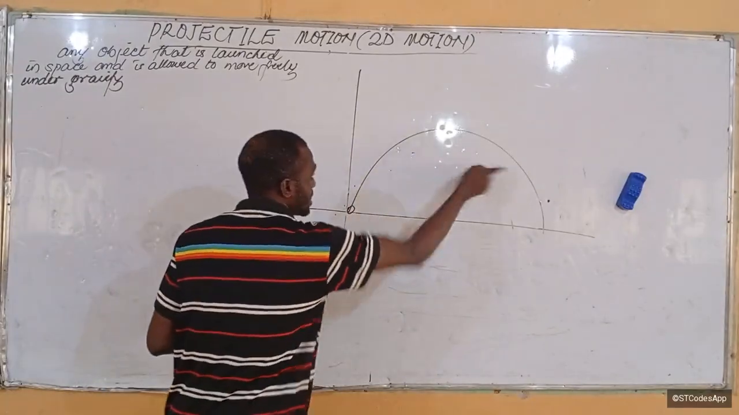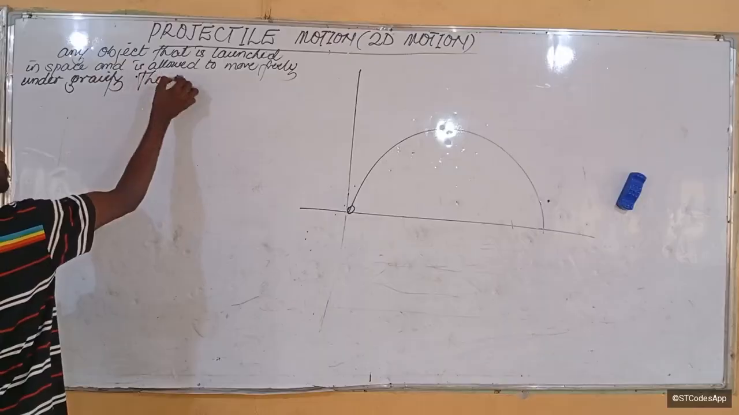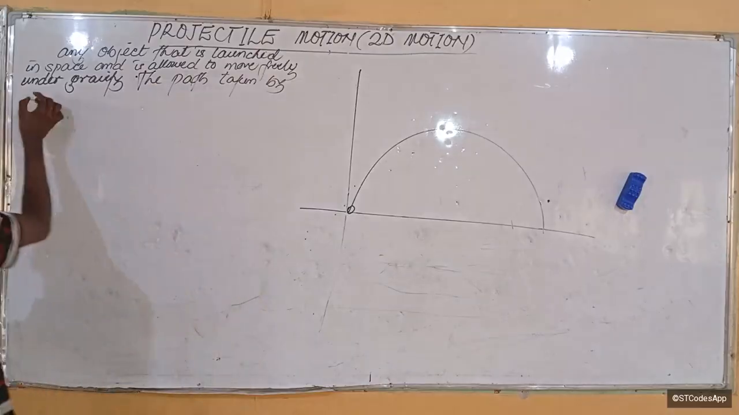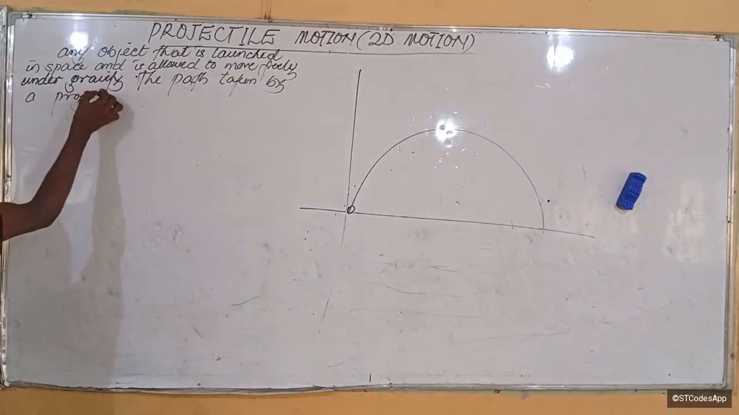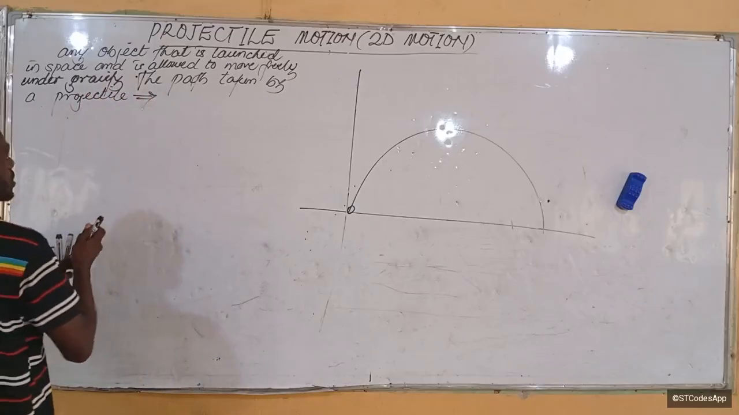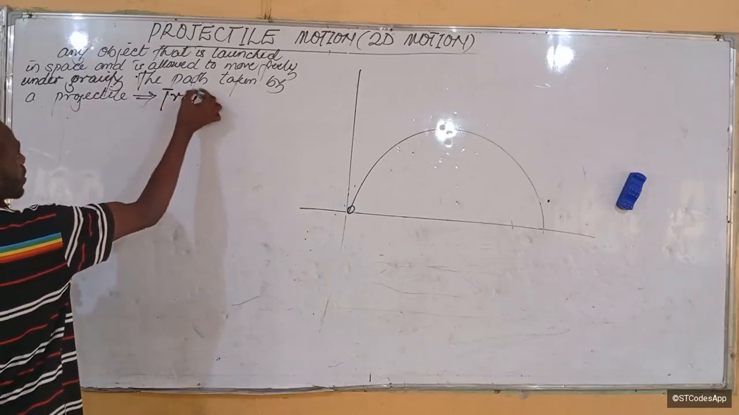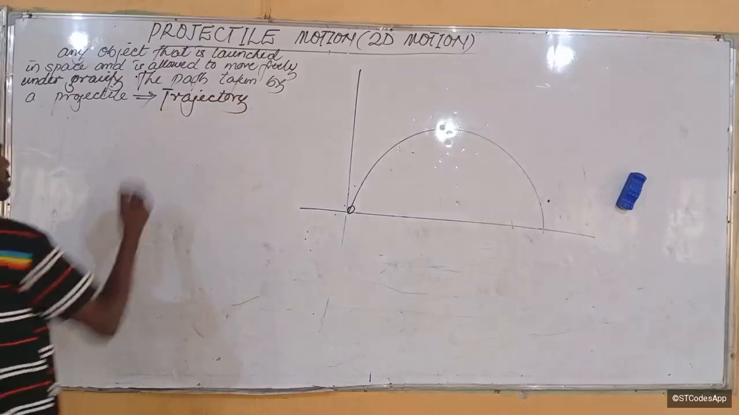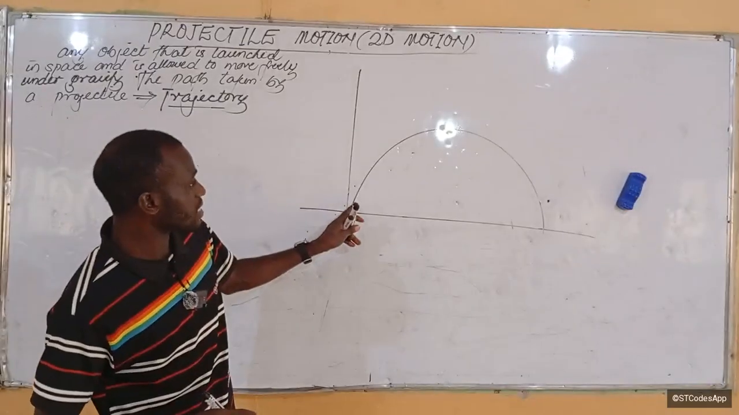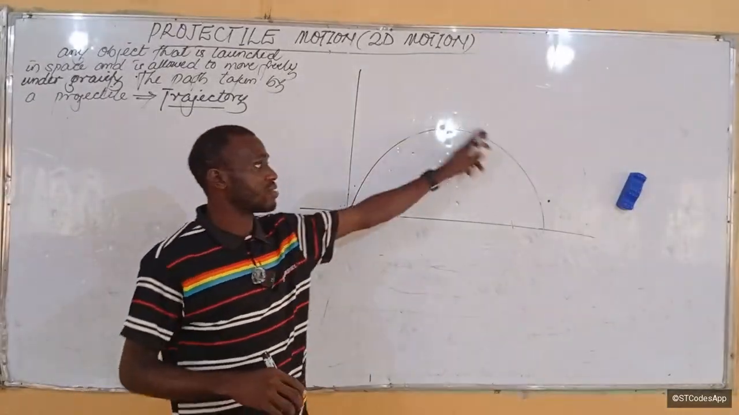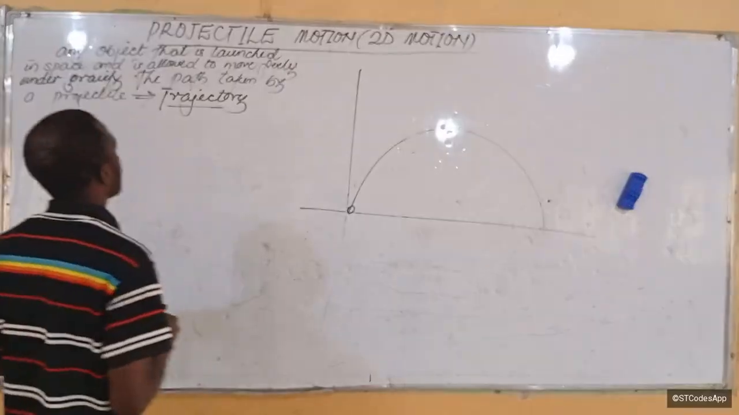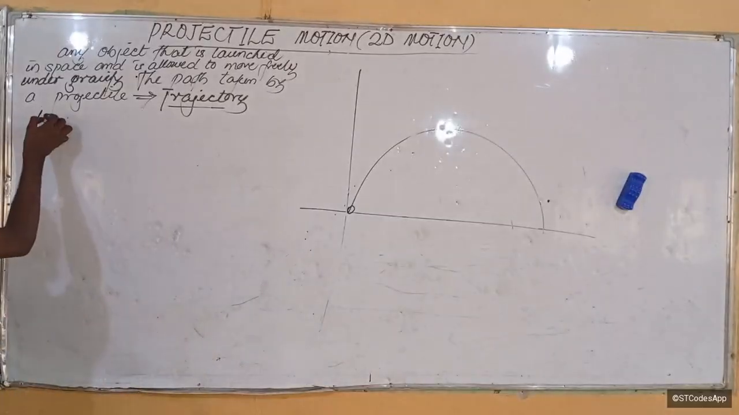Now, the path taken by a projectile is called the trajectory of the projectile. I'm going to prove to you by equation that the path taken by a projectile is parabolic. We can prove it by equation, and I'm going to show you how. Now listen, let's give some examples of projectiles.